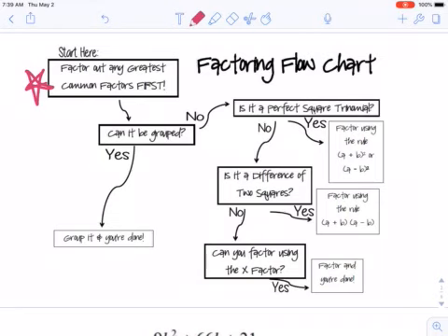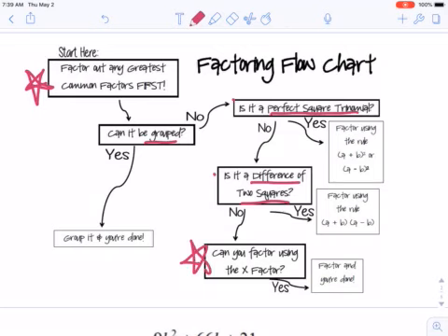Then we talked about grouping. Then we talked about our special products, perfect square trinomial and difference of two squares. And then we finally learned a method that will be your catch-all whenever you can't do any of these other things, which is the X factor. And now you're a little bit of a pro.